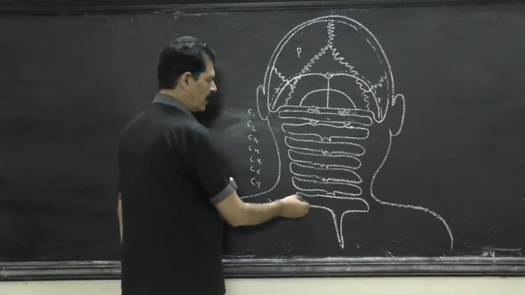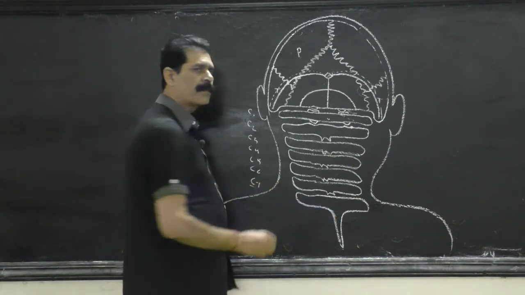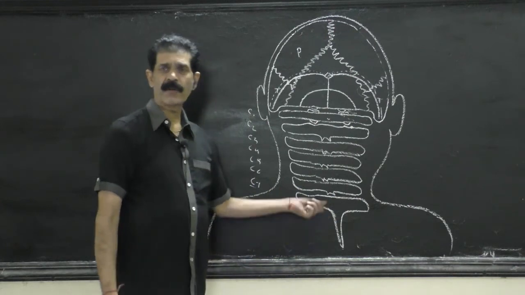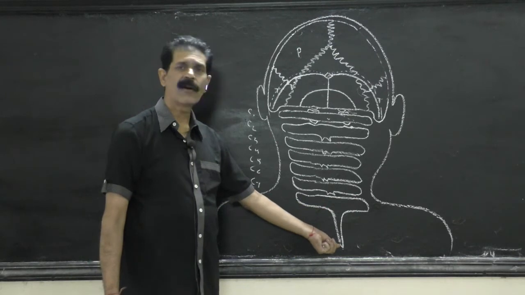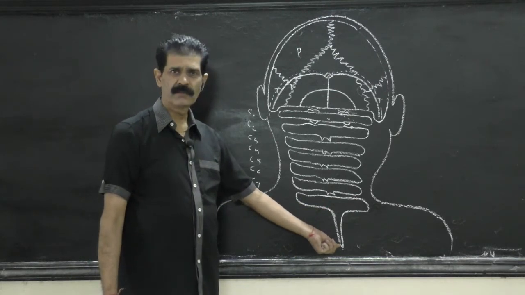Sorry. So C7 is called vertebra prominens. Its name is vertebra prominens. Why is it called that? Because its spine is the longest. The spine of the C7 vertebra is the longest.